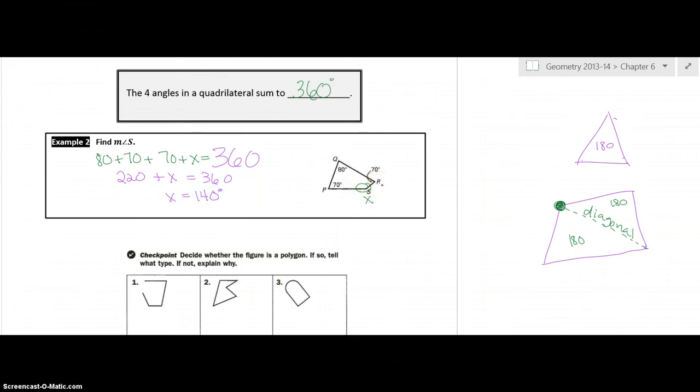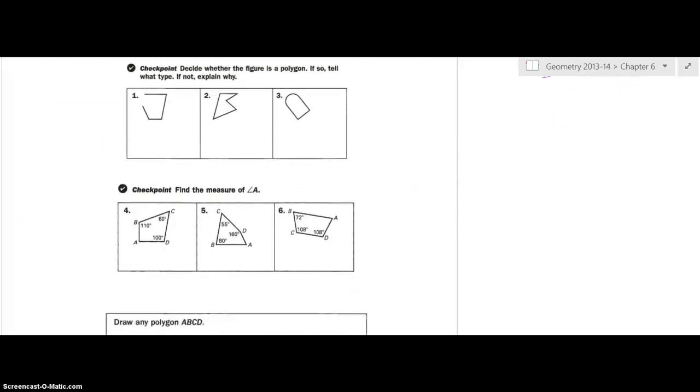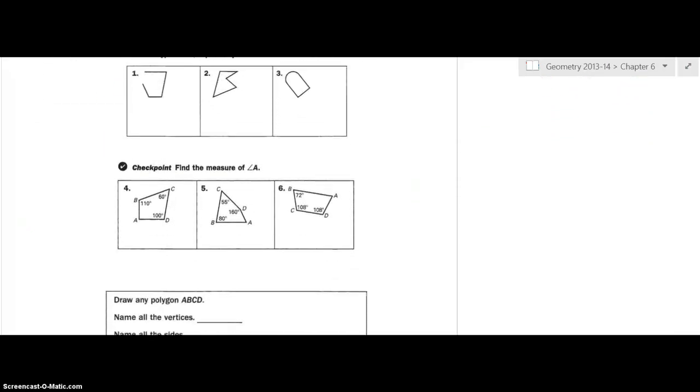Okay, so your assignment now is to do the checkpoints below. So 1, 2, 3, 4, 5, 6, and then draw a polygon. That's what will be checked tomorrow in class.